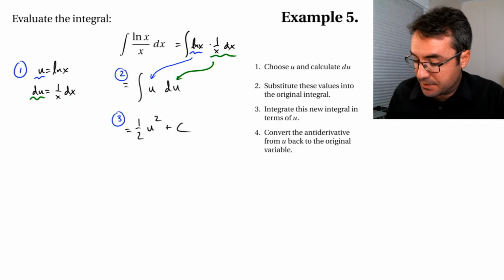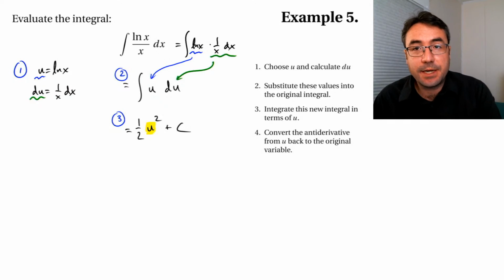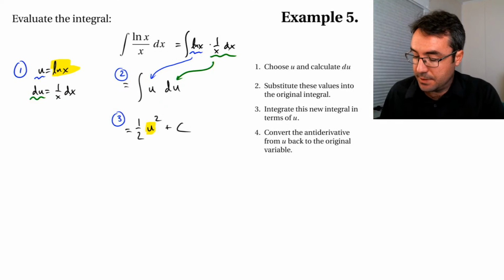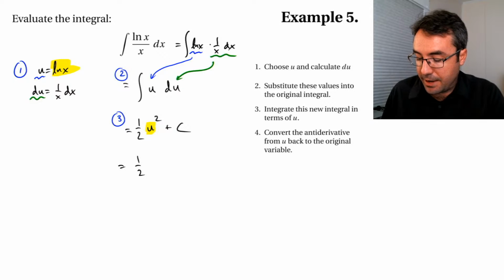So the last step is to, wherever we see a u in our antiderivative, plug in what we said u was. So here we get 1/2 natural log x squared plus c. And that's step 4.